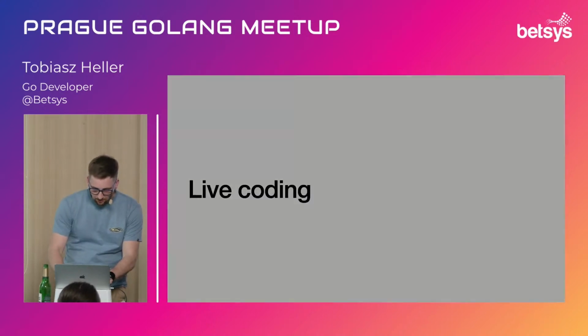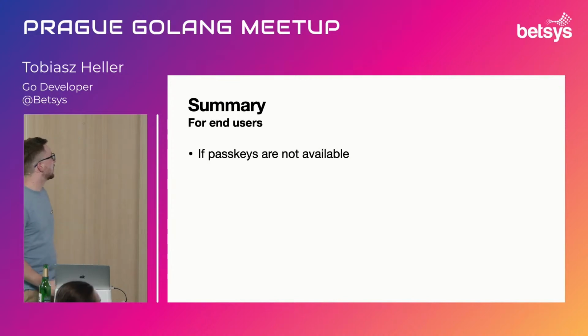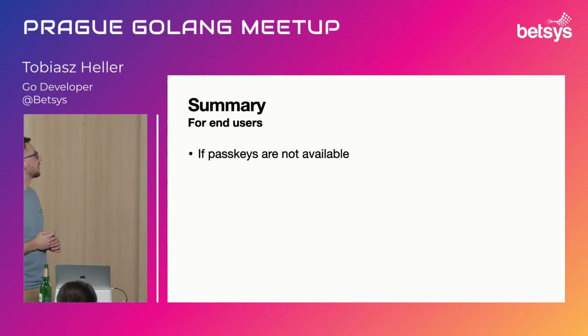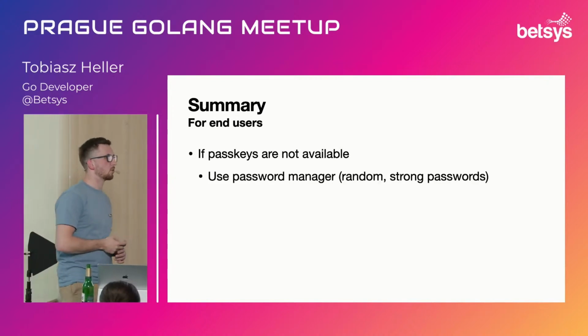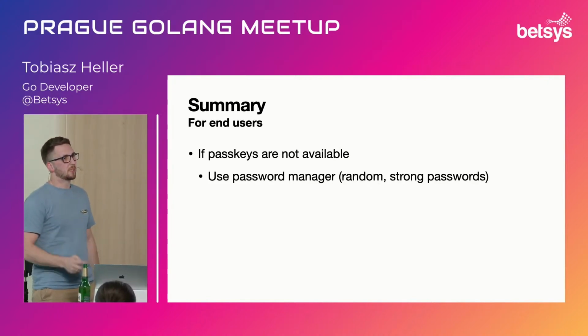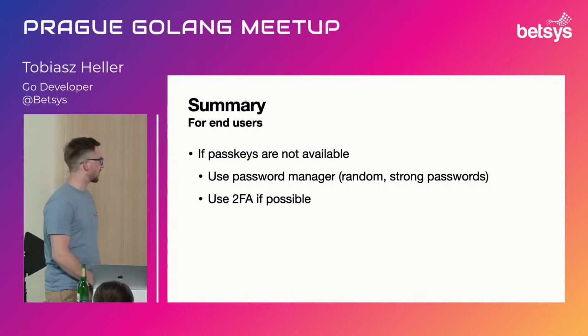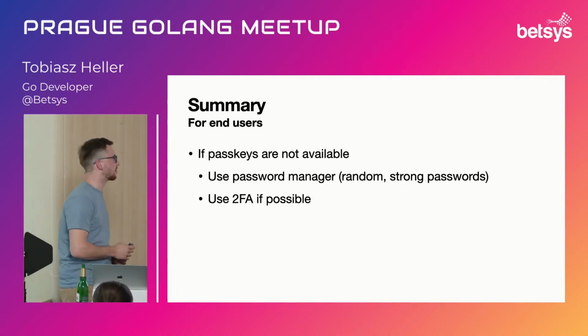And yeah, some finishing slides. So for summary, what it means to the end user. So first of all, if the passkeys are not available, based on these fun facts about the password, you should always use password manager and use the random strong password. And if any second factor is available, use it. It's still better than nothing.